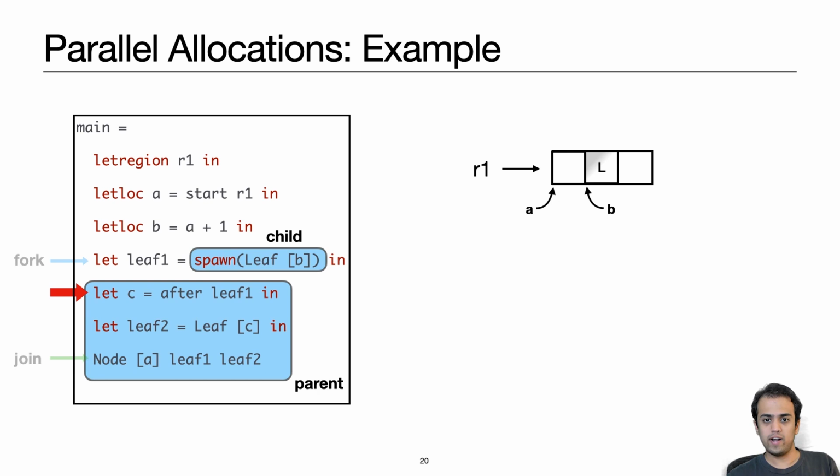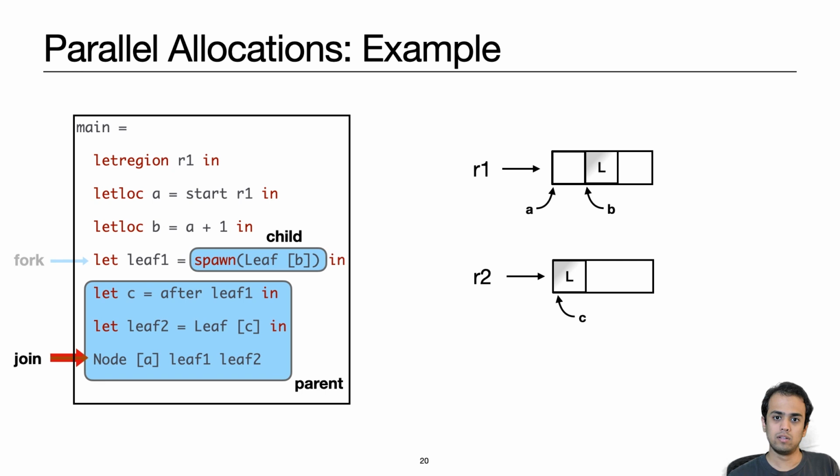So the way we avoid it is by creating a fresh region whenever the program reaches such an after expression that's trying to get after a value under construction. And now we essentially have two allocation pointers, and both of these allocations can run in parallel just fine.